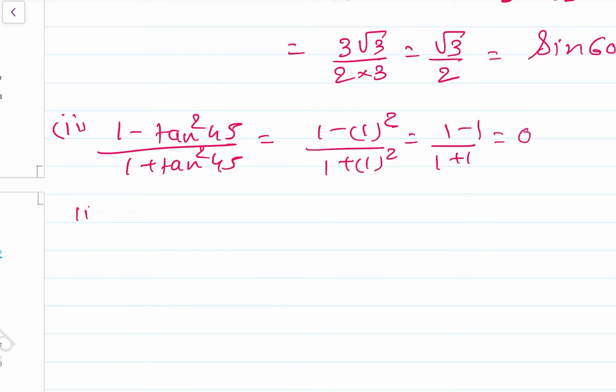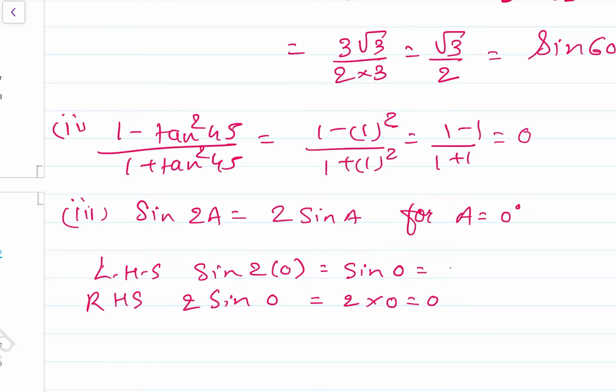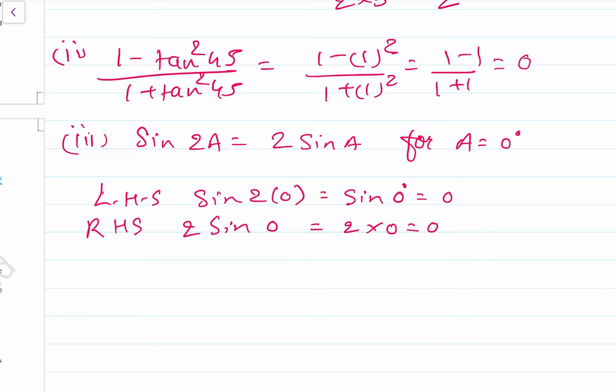Now, third one, sin 2A is equal to 2 sin A for A is equal to 0 degrees. Now, if we take LHS, it becomes sin 2 into 0, which is equal to sin 0, which is 0. And RHS is 2 into sin 0, which is equal to 2 into 0, that is also 0. So, we get both the values as LHS equal to RHS. Hence, our required statement is proved. Now let us do the fourth one.